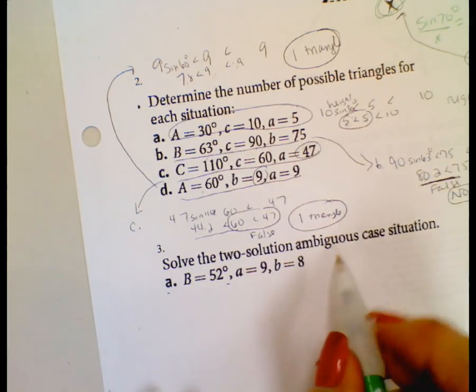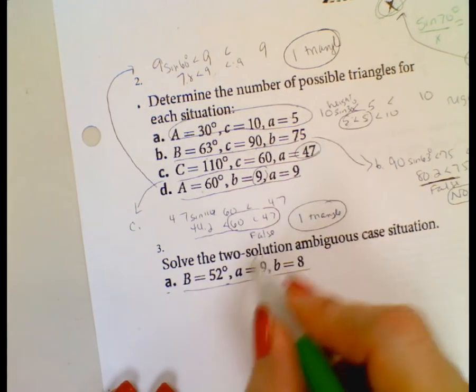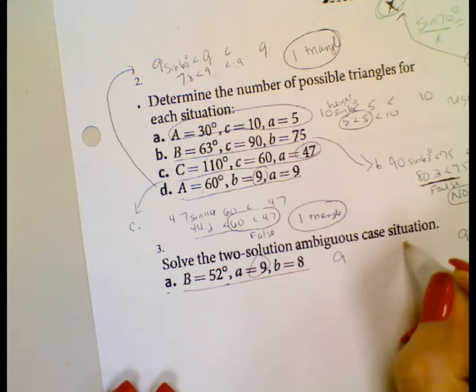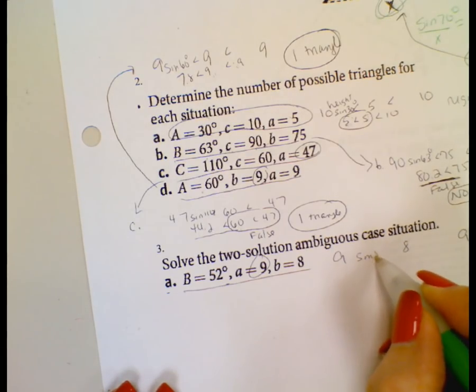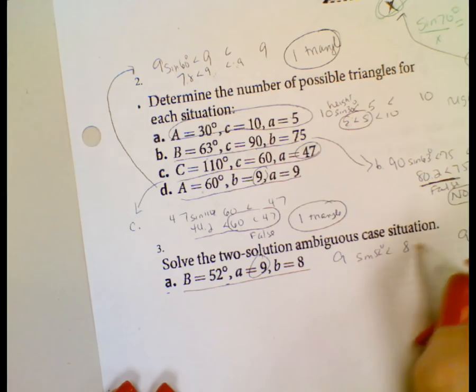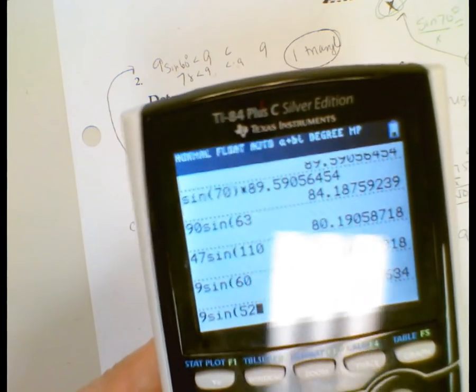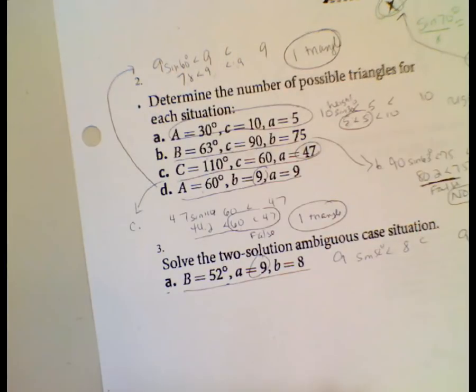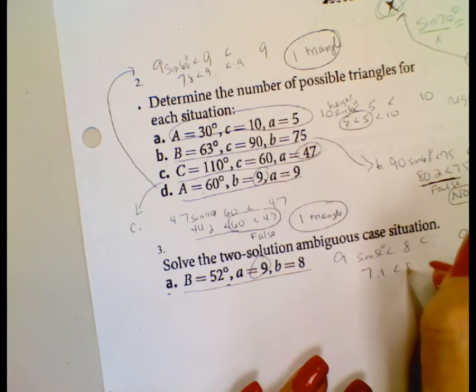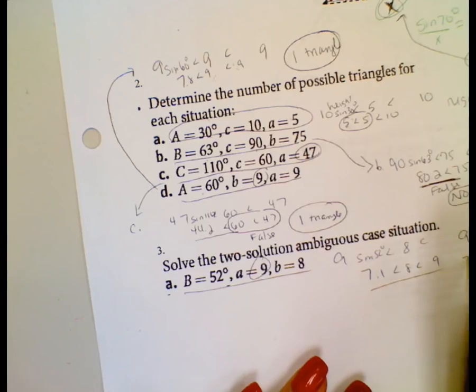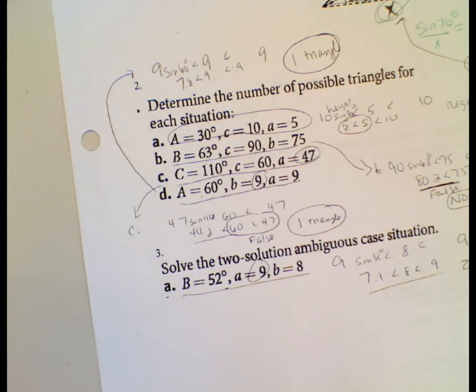Solve the two-solution ambiguous case. Just so you know, the oddball here is 9. So he goes on the outsides, 8. And then you have sine 52. 9 of sine 52 is 7.1. So this is why there are two answers, because this is all true. Two triangles. I feel like I already did this one.